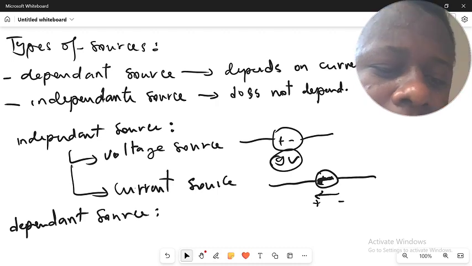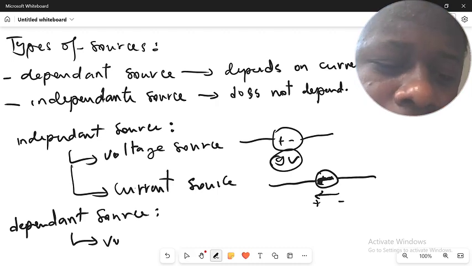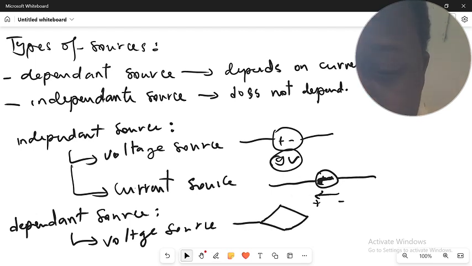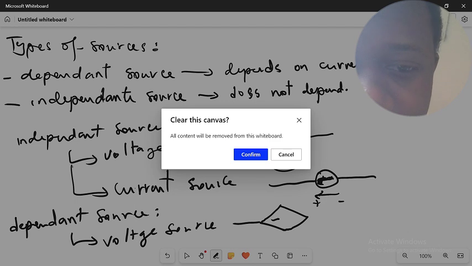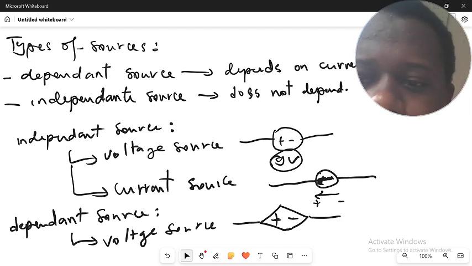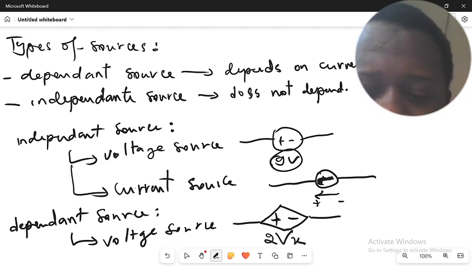The dependent source can also be a voltage source, which will be in this notation. Now plus and negative terminal. We have the positive terminal, we have the negative terminal. In this notation or in this form, it will be a dependent source. So it will depend either on voltage, such as this one, 2Vx. For example, the voltage of this source depends on a parameter. It depends on this voltage Vx.